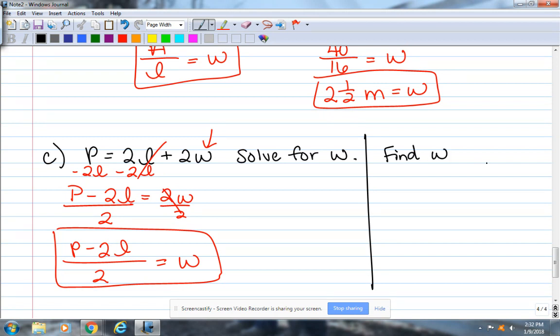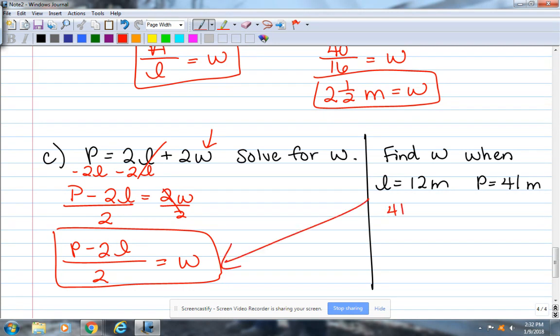Next, it's going to ask me, find W. This is part 2. Find W when the length is 12 meters and the perimeter is 41 meters. So how do I do that? Plug in for my variables, right? So what goes in for P? 41. So I'm going to say, I'm plugging it into right here, okay?